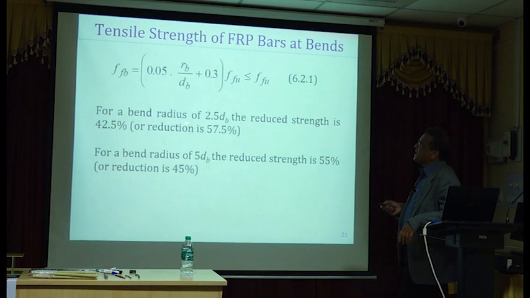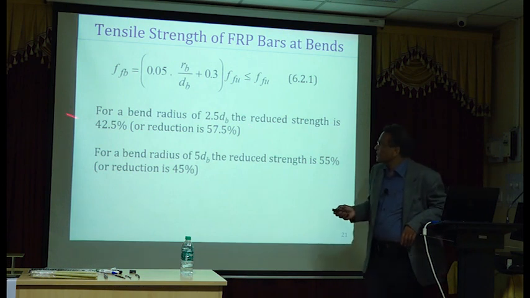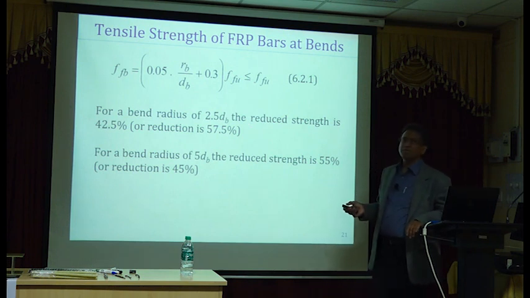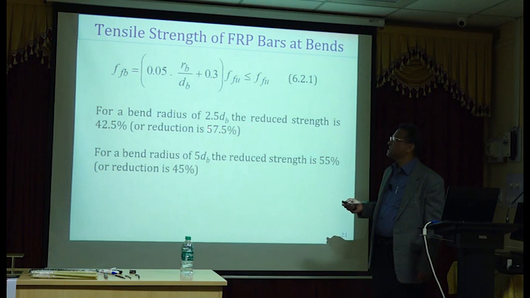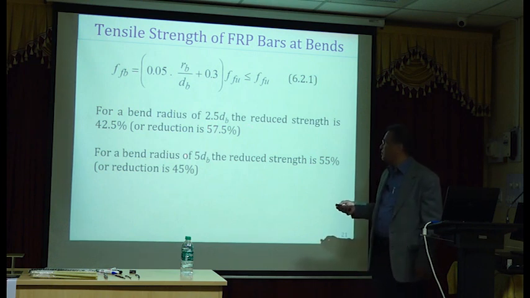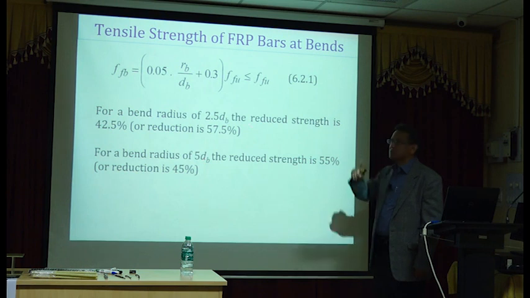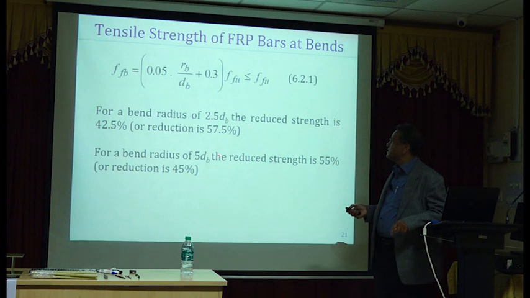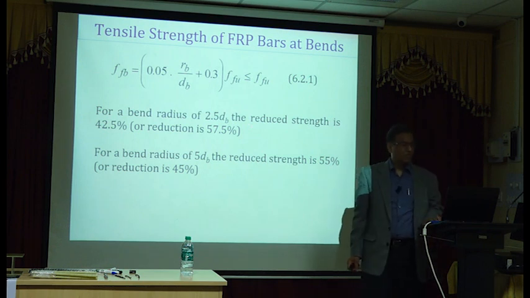So for a bend radius of 2.5 dB, this will give you the reduced strength. The reduced strength is 42.5%, and therefore the reduction is 57.5%. And if you use 5 dB as your radius to the center line of the bend, in that case the reduced strength is 55% and the reduction is 45%. Okay, that's what we will use.